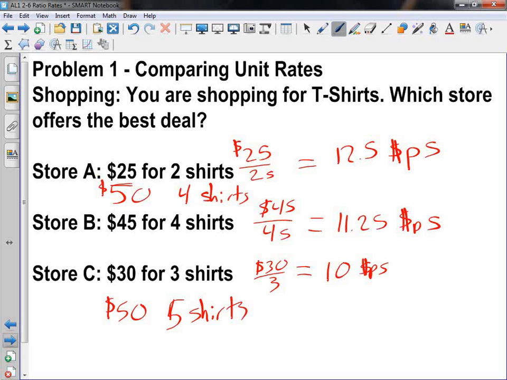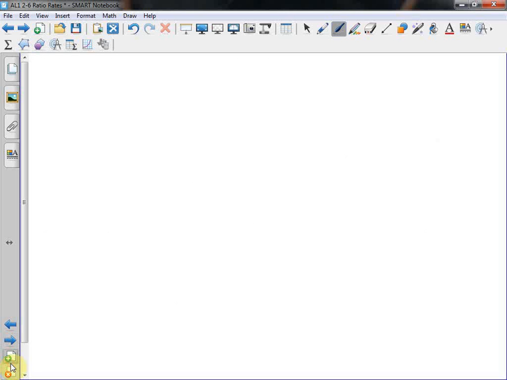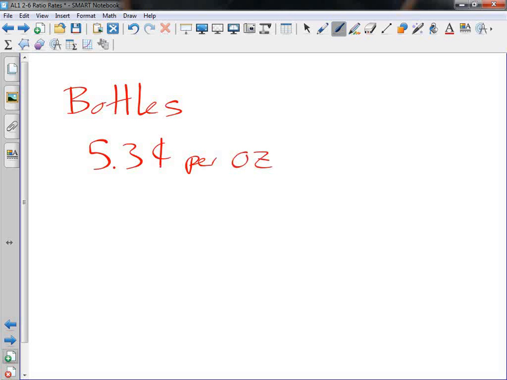And what is that unit rate for soda? How much an ounce costs. So for the bottles, usually it'll say something like 5.3 cents per ounce, right? That means for every ounce you drink, you're paying 5.3 cents. And then maybe the 12-pack of cans might say 4.7 cents per ounce, right? Which one's the better deal? The cans, right?